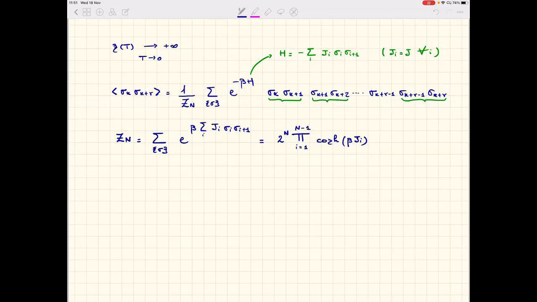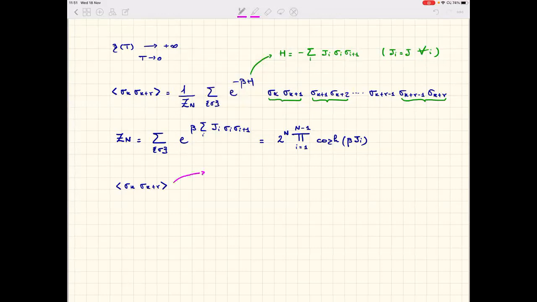Okay, so let's move on. Now, how do I compute this correlation function, sigma k times sigma k plus r? Well, you see, I can simply notice the following.